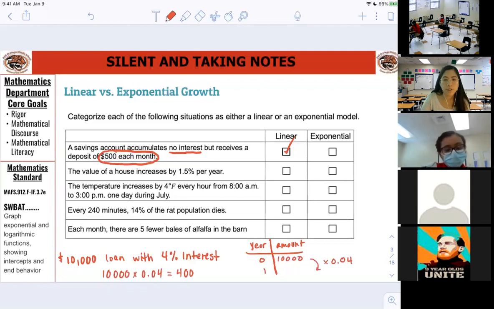But since I'm adding that to my loan, I started with $10,000, but after 1 year, I have $10,400 because I added it to what I already had. So I'm not technically multiplying by 0.04, I'm multiplying by 1.04 because that allows me to add. Now I owe $400 more than I did last year.